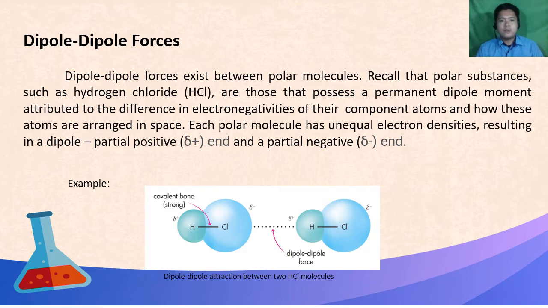Dipole to dipole forces exist between polar molecules. Recall that polar substances such as hydrogen chloride (HCl) are those that possess a permanent dipole moment, attributed to the difference in electronegativities of their component atoms and how these atoms are arranged in space. Knowing that a molecule that is polar has an unequal density of electrons that results in a partial positive and partial negative, such as in the example of HCl molecules below.